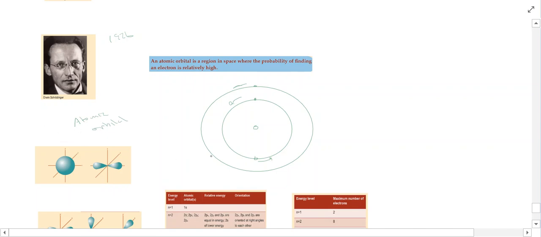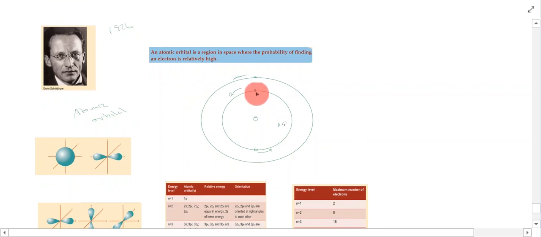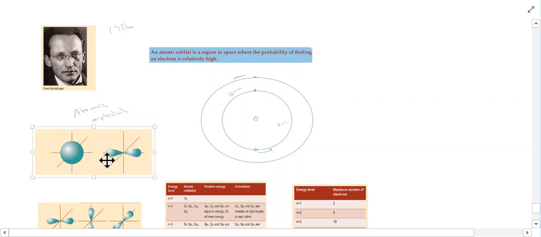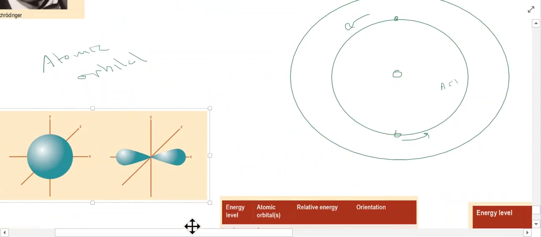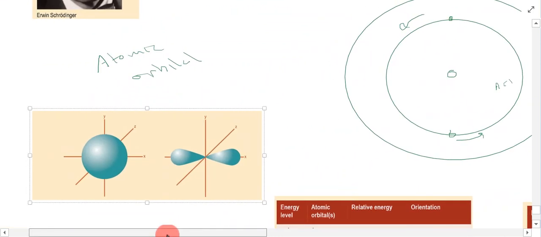If you think about the energy levels, you have this first energy level, n is equal to 1. An electron that's in this first energy level is spread out like this. It's kind of like a sphere. It's spread out in a location like this, and this is what's known as an orbital, an atomic orbital.